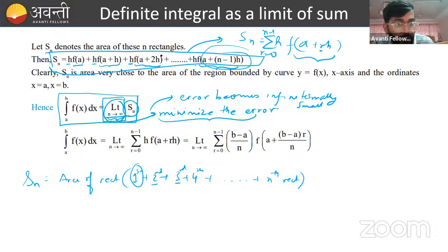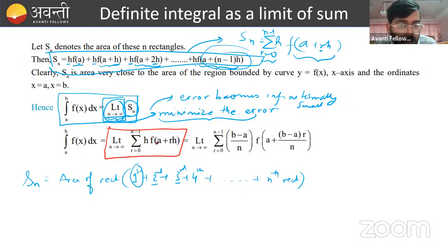See, first it was only a. In the second term, it was 1 times h. In the third term, it was 2 times h. So hence our r goes from 0 to n minus 1. That is why this statement has been written over here.